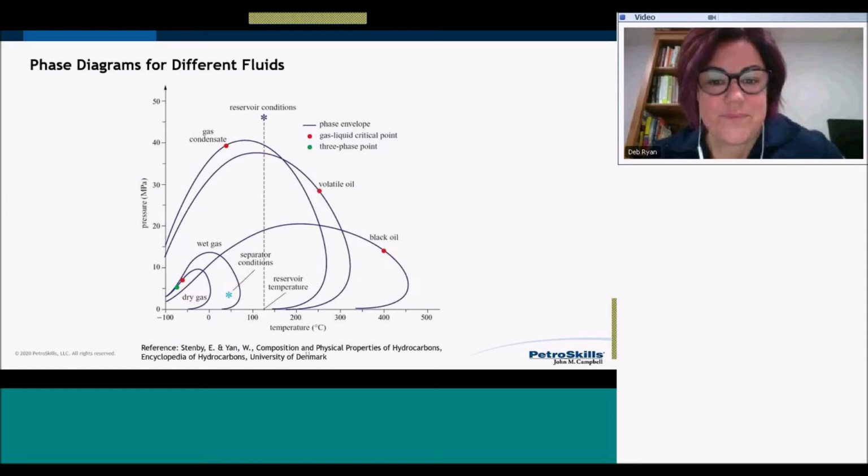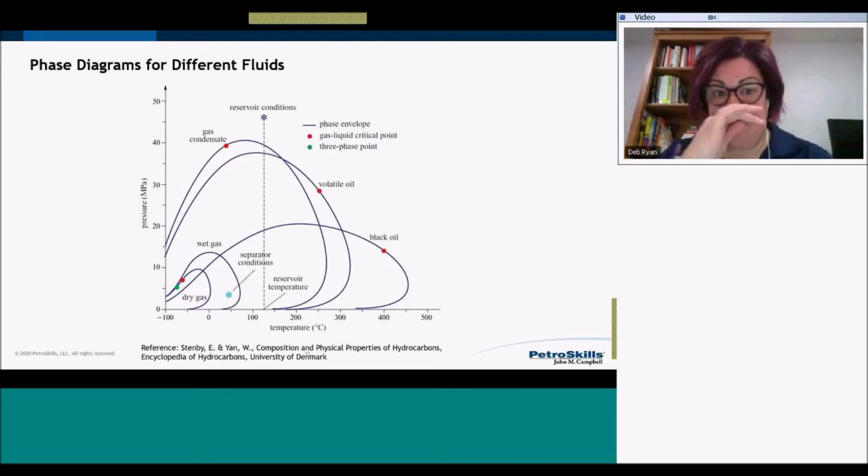So, yeah, that's a great question. Because we've seen, just in those 4 examples of the different compositions, every single fluid is going to have a different phase diagram.